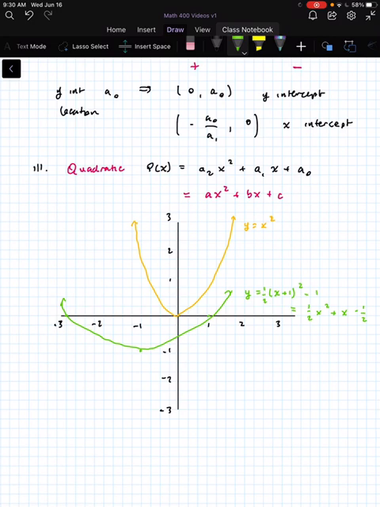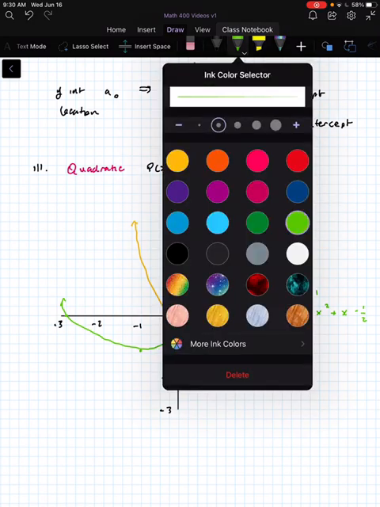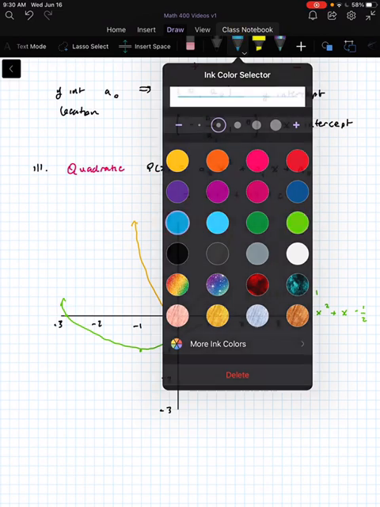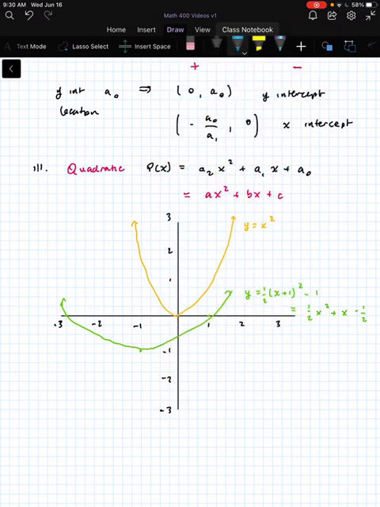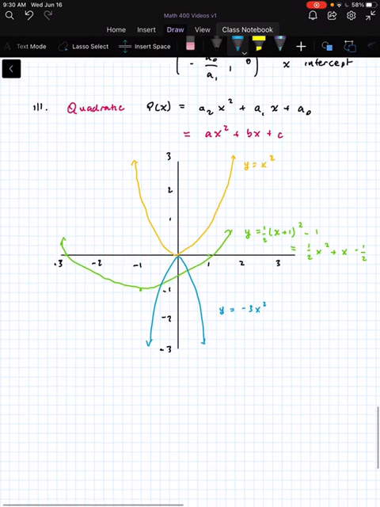Right. So, that said, these can look like any number of essential shapes. So here's another one. And that one is y equals negative 3x squared. All right, enough about that. So what common characteristics do we have for quadratic functions?